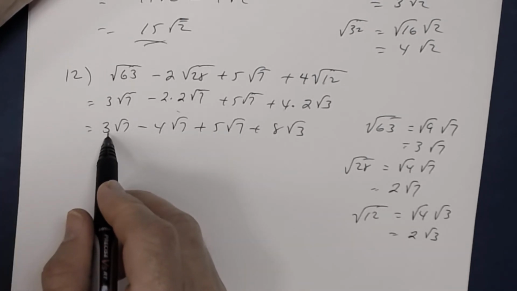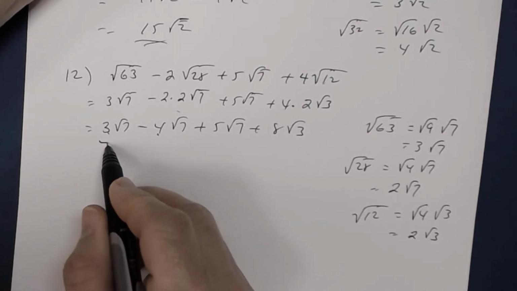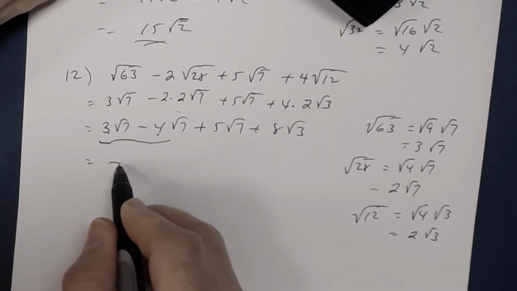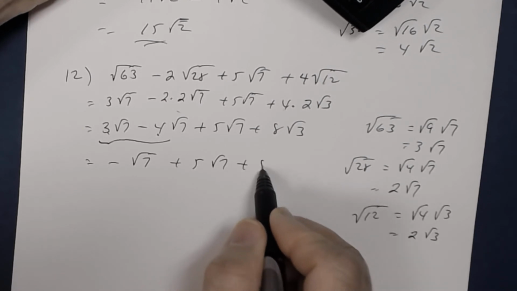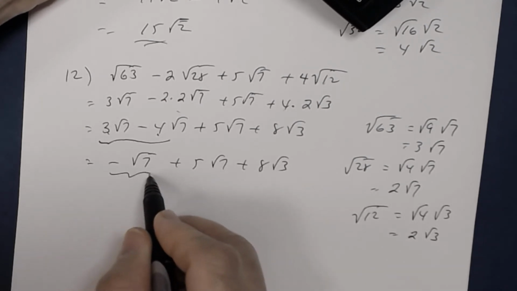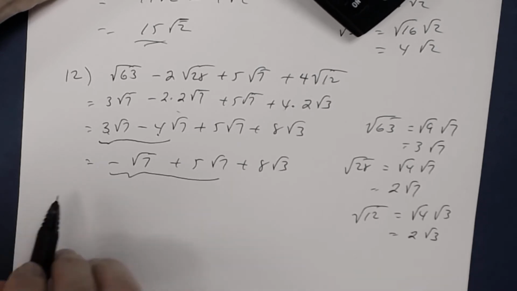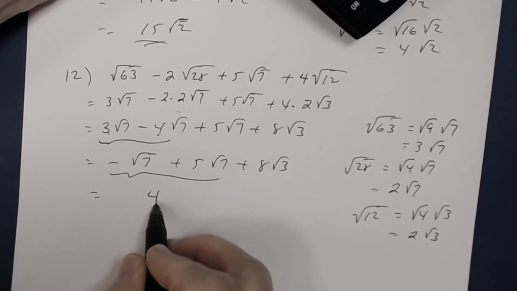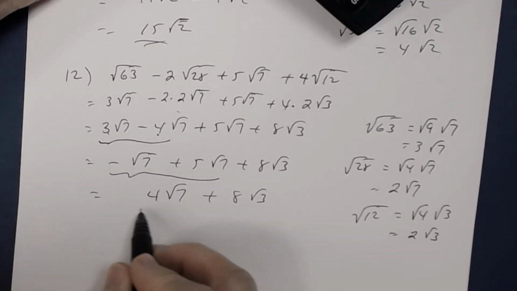So what's 3 square root of 7 minus 4 square root of 7? Let's look at that first. Do y'all agree that's negative square root of 7? I'm going to rewrite the rest over. Y'all agree? Okay. What's negative square root of 7 plus 5 square root of 7? Remember, that's a negative 1. So a negative 1 plus 5 is 4. So that's 4 square root of 7 plus 8 square root of 3. And then you're done, right?